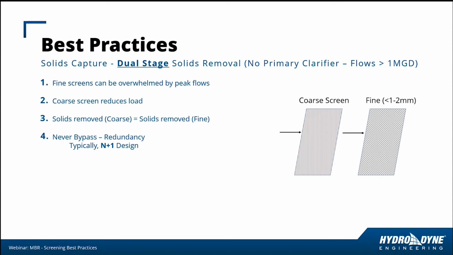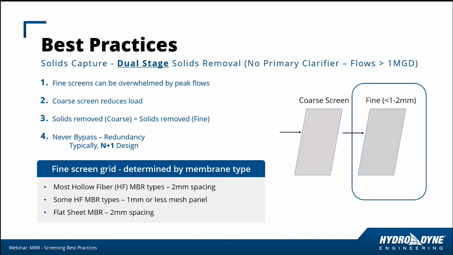So why is that? Fine screens can be overwhelmed by peak flows. Also, the coarse screen reduces the load on the fine screen, as you can see squared here as the second stage. And if we design the system correctly, the solids removed by the coarse screen stage are equal to the solids removed by the fine screen stage. So we equalize the loading between the two stages and use the coarse screen as a working screen to pull off some of the solids.